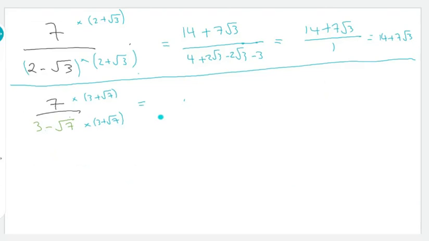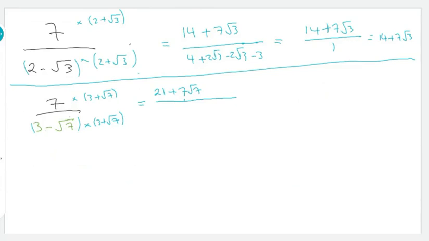And then what will the top bit expand to? 21 add 7 root 7. Yep. And then the bottom? 2, yeah, just 2. So how did you do it, by the way? What was your thinking for this one? Do you mean for the bottom? Yeah, for expanding it. I wrote down 3 minus root 7 times 3 add root 7.